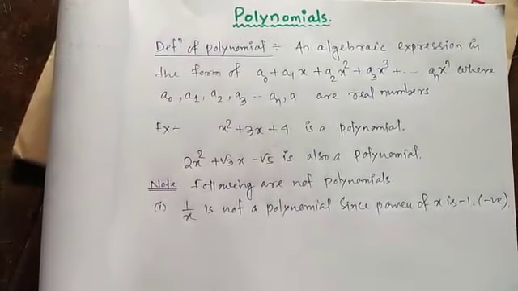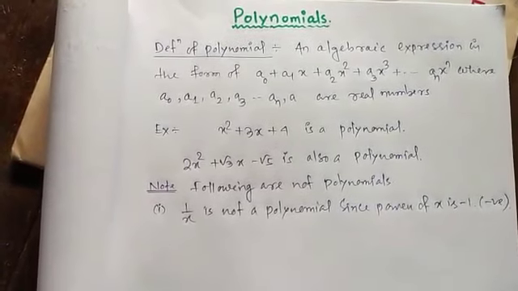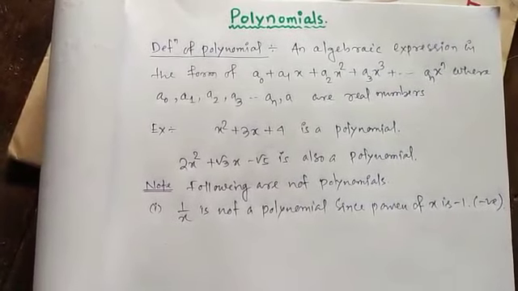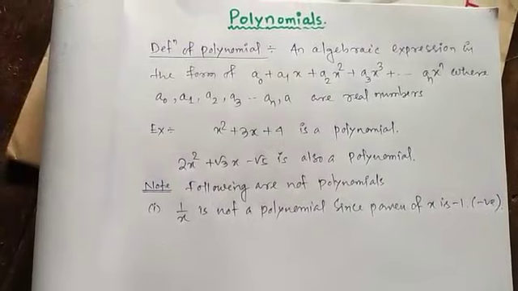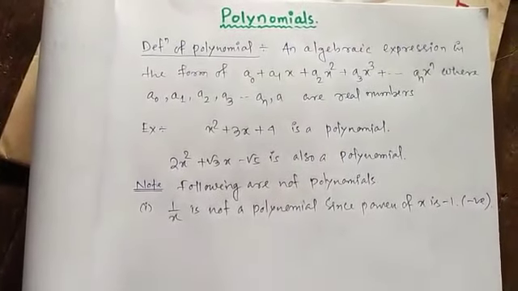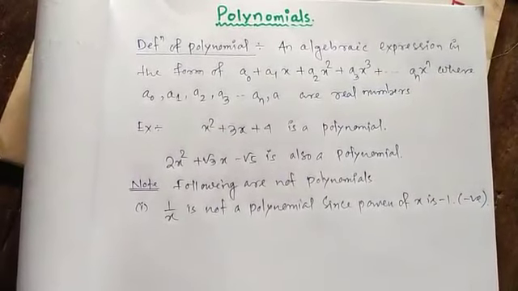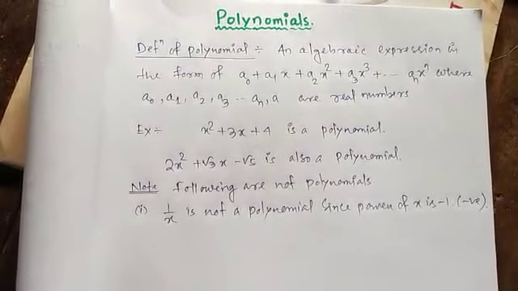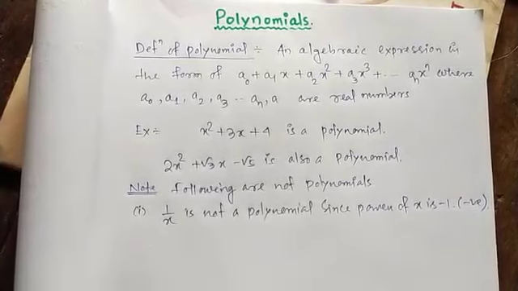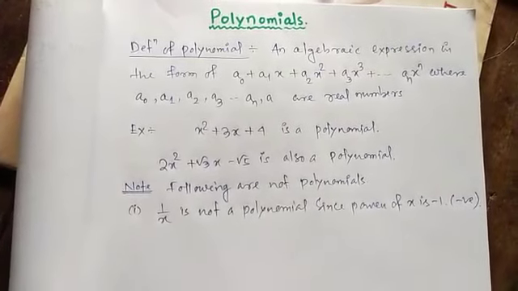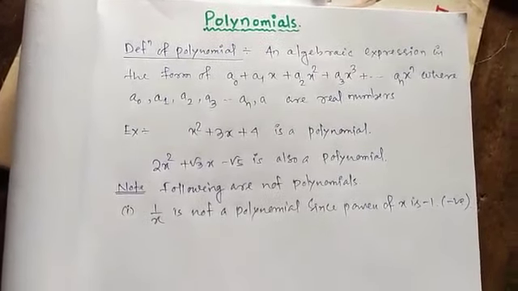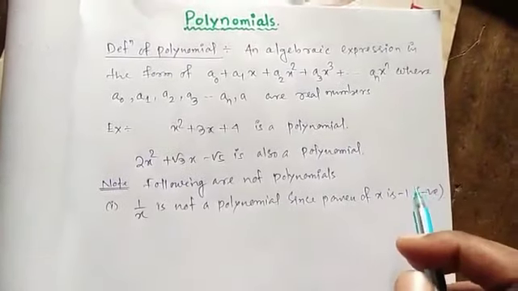So let's start a new chapter, that is polynomials. So what is the definition of polynomial? An algebraic expression in the form of a0 plus a1x plus a2x square plus a3x cube plus ... plus anxn, where a0, a1, a2, a3 are real numbers, are called polynomials.